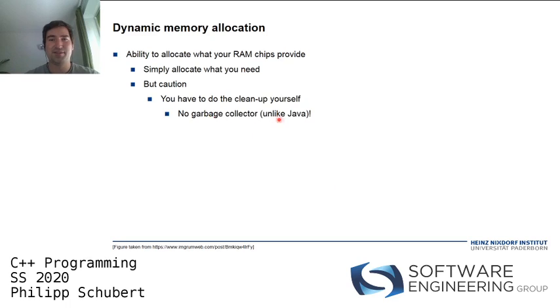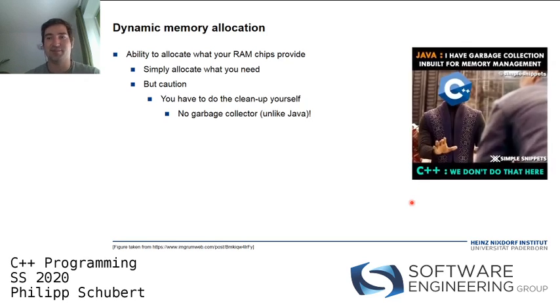In languages like Java, you have something which is called a garbage collector, which automatically figures out when you no longer need a piece of memory. It's freed automatically, but C++ and also C do not have that. So C and C++ are not garbage collected languages, so they don't have a garbage collector. That means you have to do the cleanup yourself.